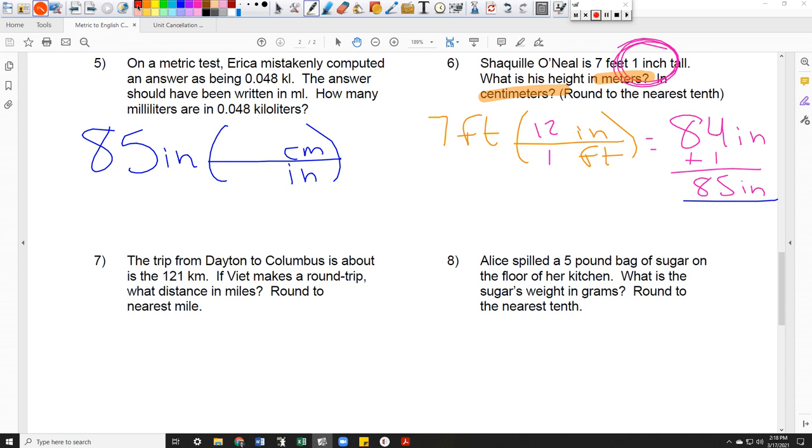1 inch equals, wait, you want that right? Yep. Yeah. 2.5 centimeters, exactly. This is a relationship that is down to the exact measurement, okay? So in 1 inch, there are 2.54 centimeters.